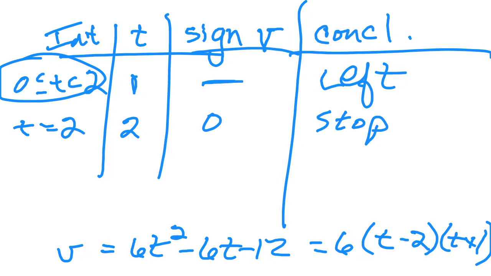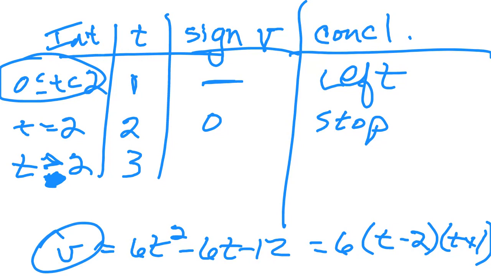All right, and then from bigger than 2, so now everything's going to be the same, not bigger than or equal. Bigger than 2, you could try any number. 3. Well, if I plug that into the velocity here, plug in 3, positive, positive, positive. So basically, multiplying all positive numbers is positive. What does that mean? You're moving right.